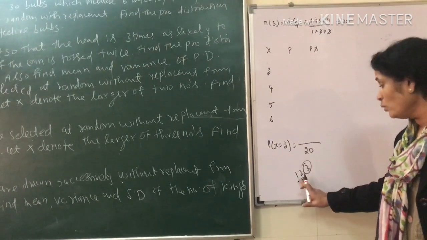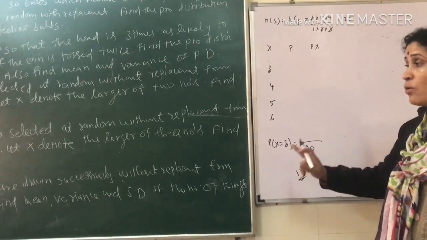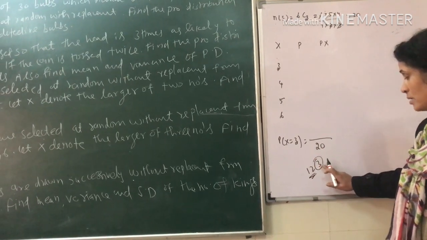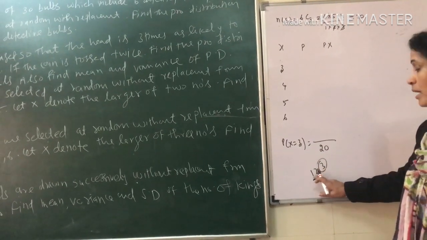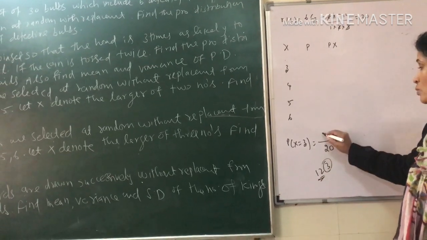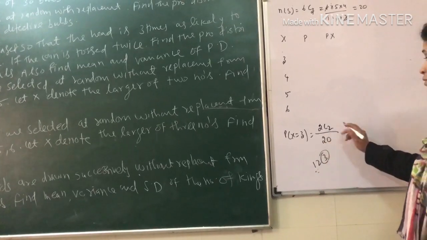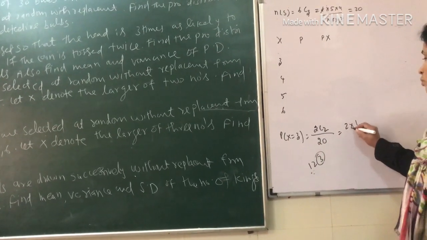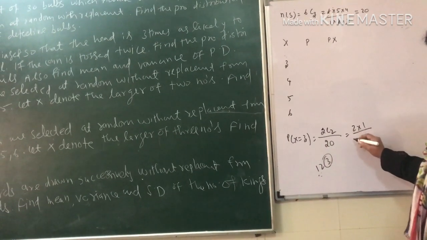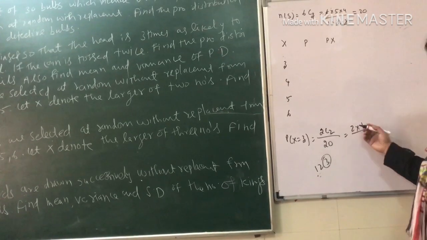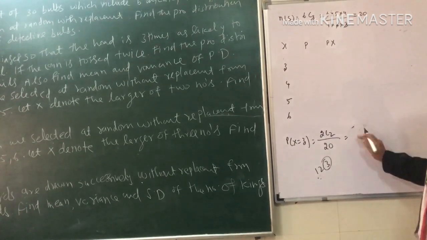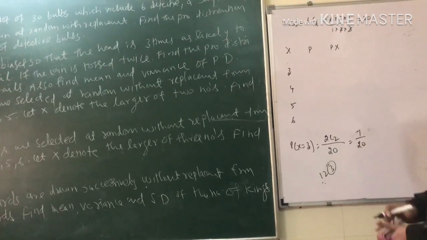2 digits. Out of what? Out of 2 digits. So we have this 3 as the larger number, and the remaining numbers should be smaller. So 2C2. Clear? We have 2 chances. Out of 2, we have to select 2 numbers. So 2 into 1 upon 2 into 1. 2C2 becomes how much? 1. 2C2 becomes 1. So we get 1 out of 20.